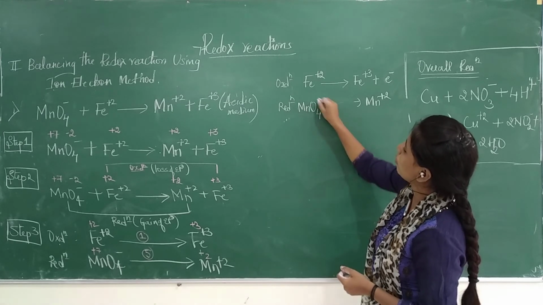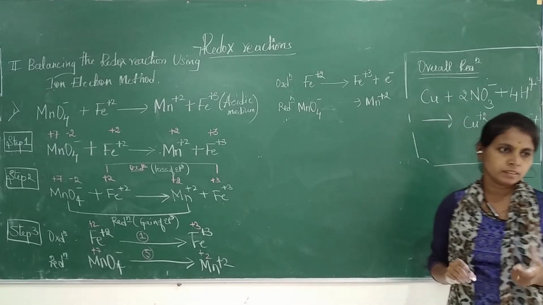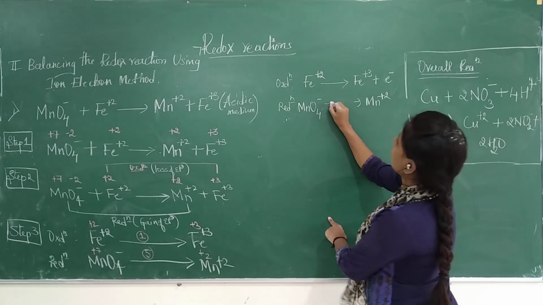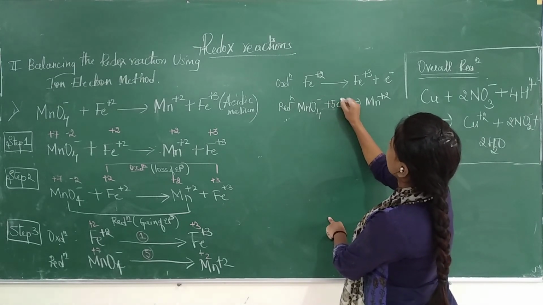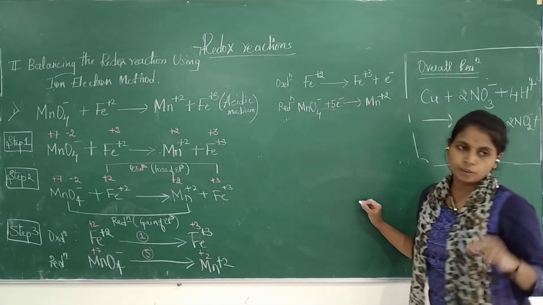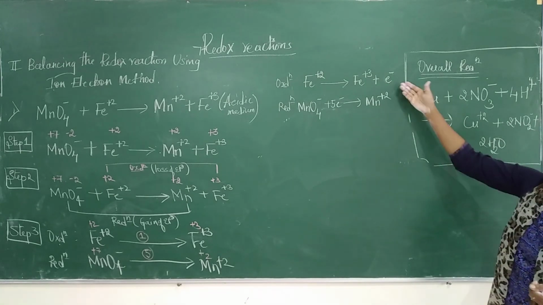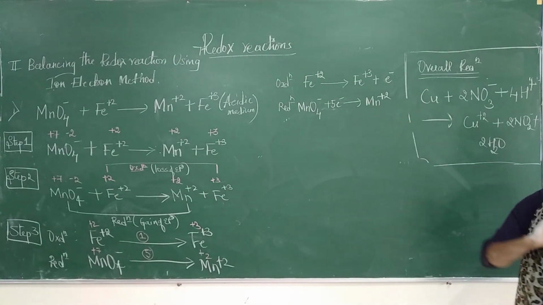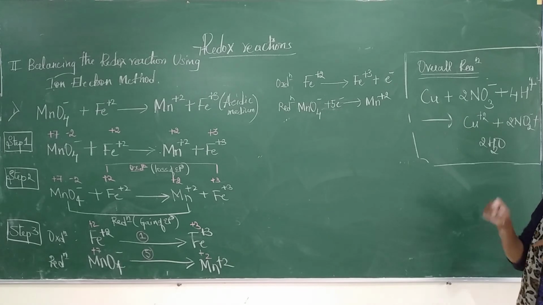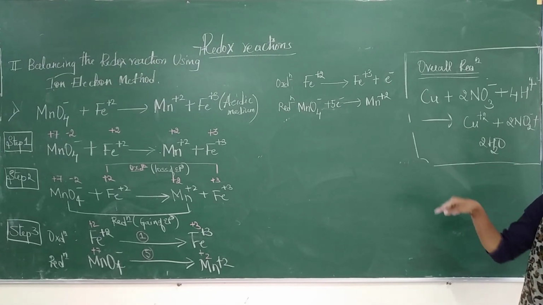Okay, now tell me how many electrons it has gained? 5 electrons. So we will write it as 5 electrons. Clear? Now you have just mentioned how many electrons are being lost and how many electrons are being gained. You have to equalize the number of electrons lost as well as gained.